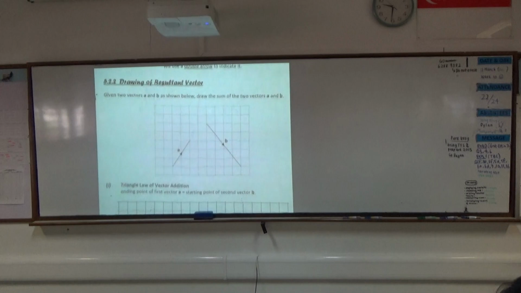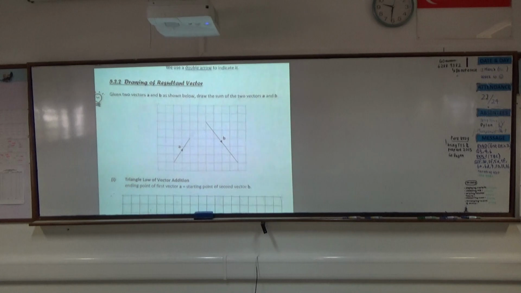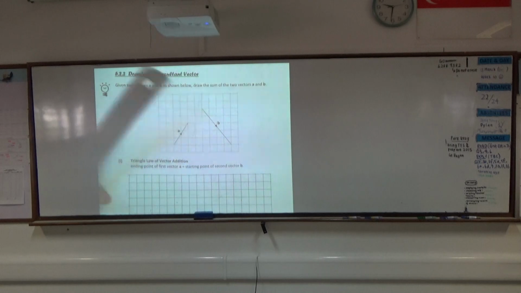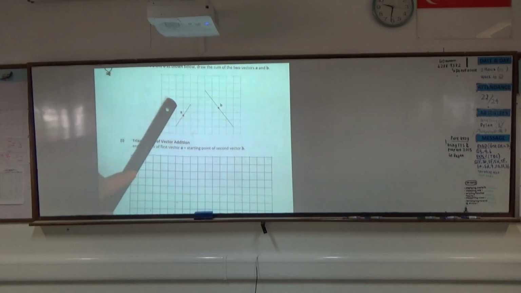Next, we need to learn how to draw resultant vectors. For the physics students, you all draw resultant vectors in physics. You all learn that, right? So it's the same way, no difference. Given two vectors A and B as shown below, draw the sum of the two vectors A and B. One way is by the triangle law. So we draw the first vector A first. You may want to use a pencil in case you draw wrongly.